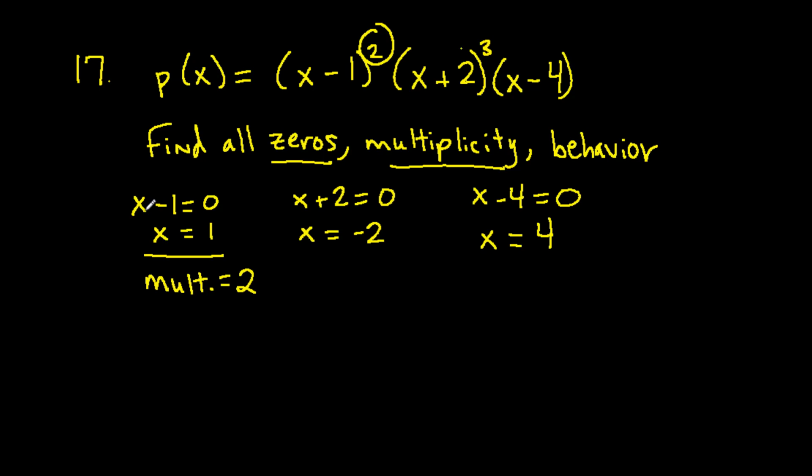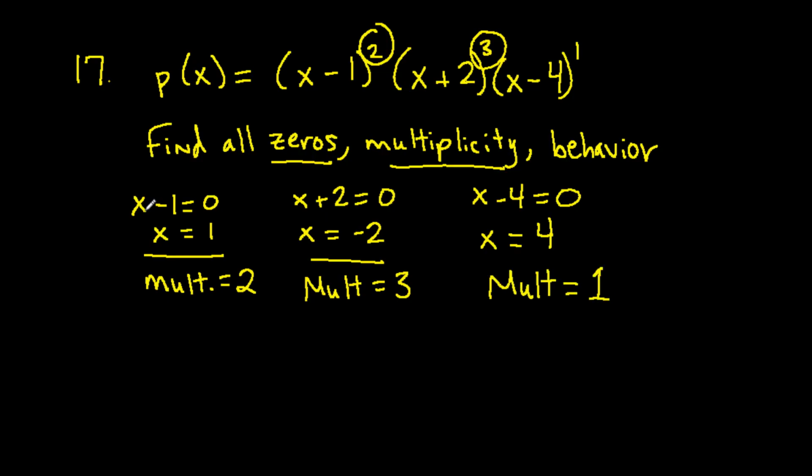Now the x plus 2 factor, when we set it equal to 0, we get the 0, x equals negative 2, and it has multiplicity 3. And the x minus 4 has an invisible 1 power, so its multiplicity is 1.